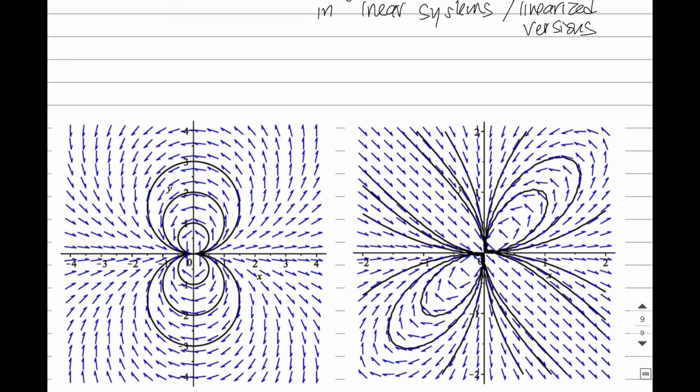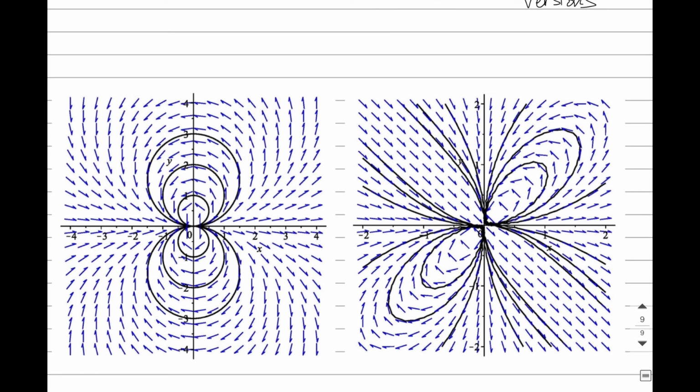Here are two phase plane portraits, direction fields, of non-almost linear systems. In both cases, the equilibrium point is at the origin, and there's a whole bunch of strange stuff going on here. These aren't centers. These aren't saddles. These are nothing like things we've seen before. And that's what makes nonlinear systems both complicated and very interesting. The kinds of behaviors you can get are out there.